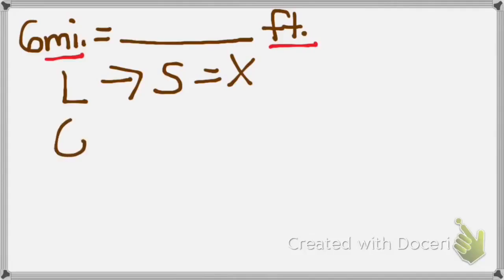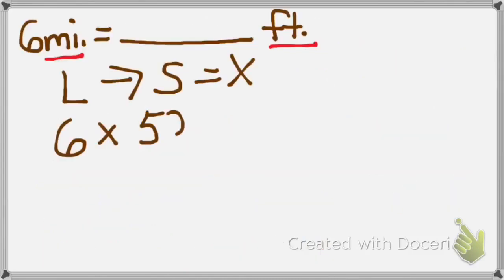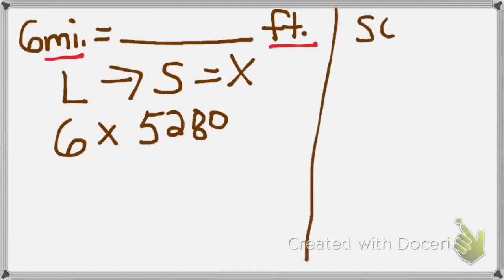So now I take my given number, which is 6, my operation, which is times, and I need to see what the conversion is between miles and feet. I'm looking for the number that is not 1. On the chart, my miles and feet conversion, I see that 5,280 is the number that's not 1. So I'm going to put 5,280 down. My next step is to use scrap paper and solve the problem.